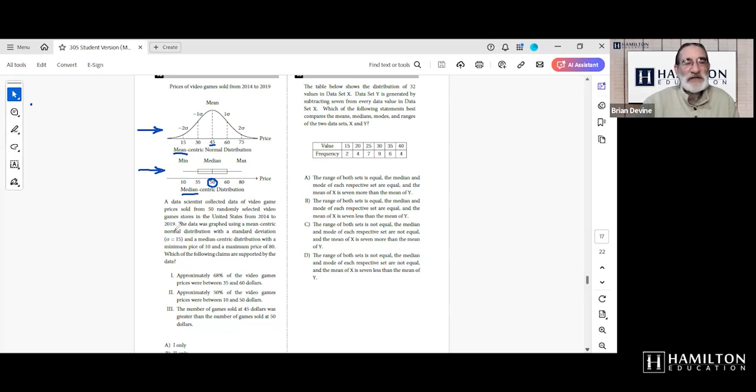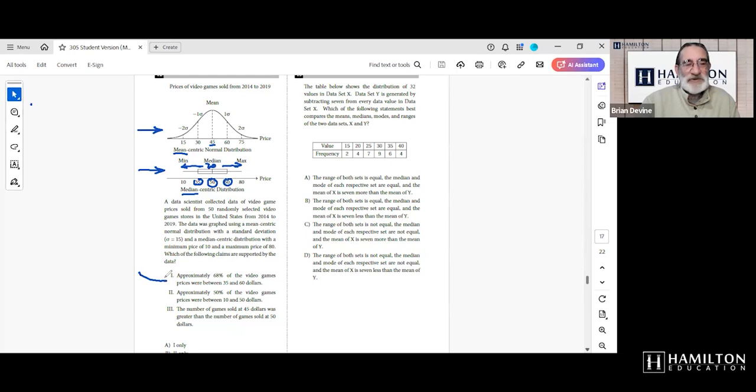The data was graphed using mean-centric, normal-centric, standard deviation of 15, median-centric, minimum price of 10, maximum of 80. So we can see the range of this thing is 70. And that the interquartile, well, 50 is right in the middle, and then 35 is halfway between 70 and 10, and then 60. We can see that most of the prices are kind of in that box right there, and there's some stretch on the whiskers. Which of the following claims are supported by the data?